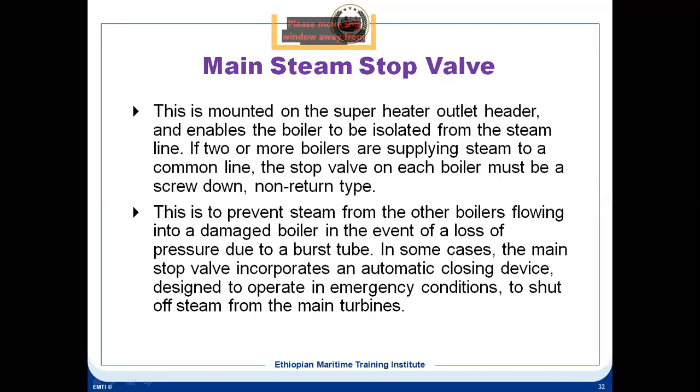the steam from the working boiler should not go to the boiler which is not working. So that means the main steam stop valve needs to be a screw down and a non-return valve type. And obviously this will prevent steam from the other boilers flowing into a damaged boiler. They are saying damaged boiler, but it could be just a boiler that is laid up or not being used. And in some cases, the main steam stop valve incorporates an automatic closing device designed to operate in emergency condition to shut off steam from the main turbines.